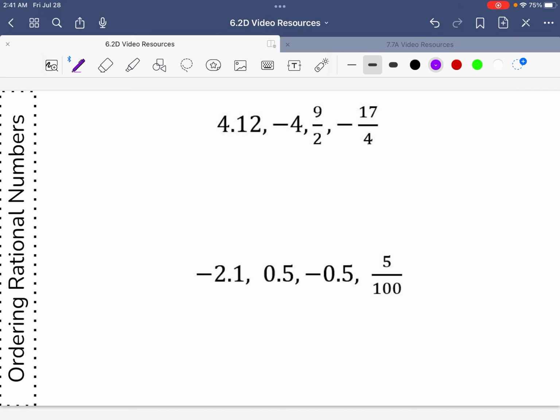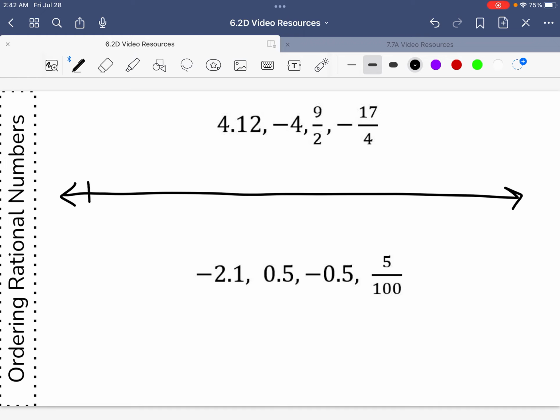And so the first thing I see is that all of my numbers are given to me in a different representation. And so I'm going to draw a number line, because I know that if I put these values on a number line, then I can see the order of them from either least to greatest or greatest to least. I need to figure out which values need to go on my number line. So I'm just going to start with -10 and go down.